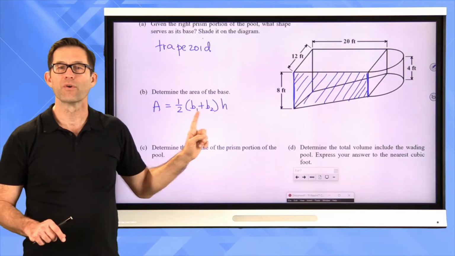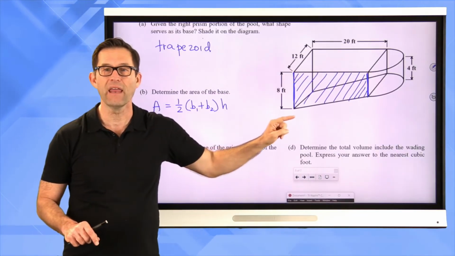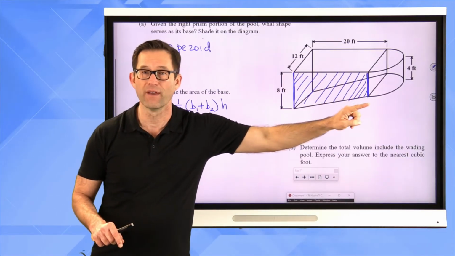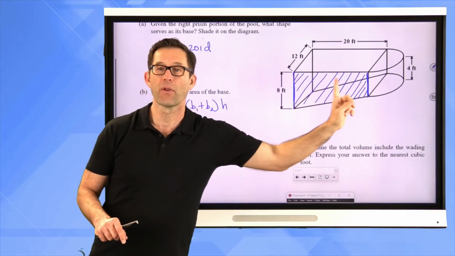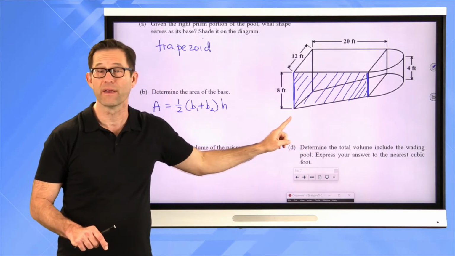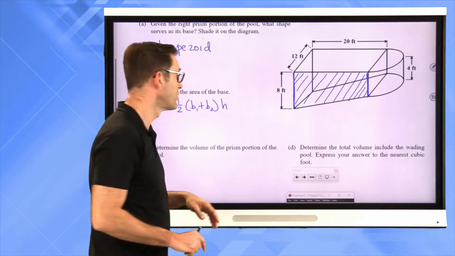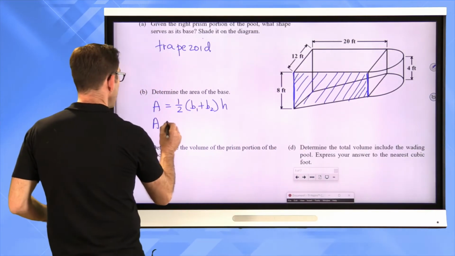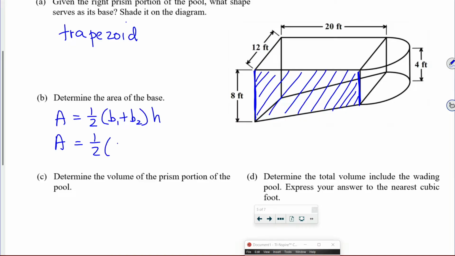In other words, what we're doing is averaging that 8-foot depth and that 4-foot depth, and then multiplying it by that 20 feet there. This slant doesn't matter at all in terms of the area of that particular trapezoid. So the area of this trapezoid is going to be 1/2 times (8 plus 4) times 20. And if I did my math right in my head, that will be 120 square feet.